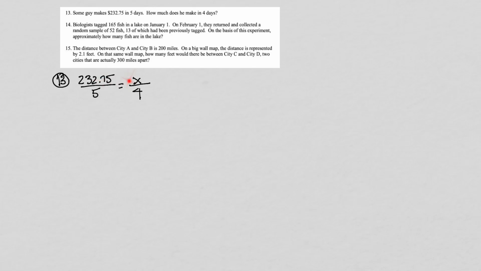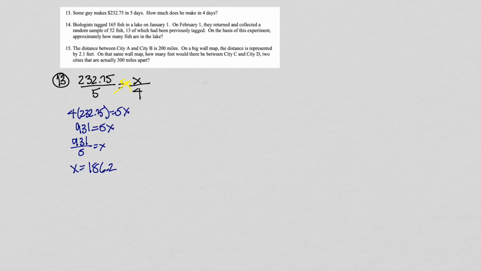Now this should be okay. I've got dollars on the top, days on the bottom, so the units on top match, the units on the bottom match. We'll use our method of cross multiplication here, and we will get 4 times 232.75 equal to 5x. Now 4 times 232.75 turns out to be 931. 931, that's equal to 5x. And I'm going to divide by 5. That'll give me x. So when I divide by 5, I get 186.2.